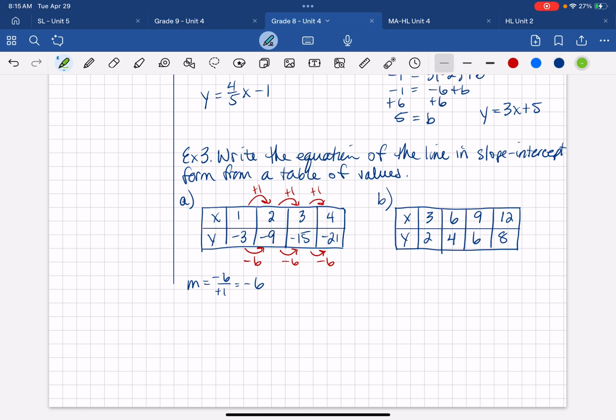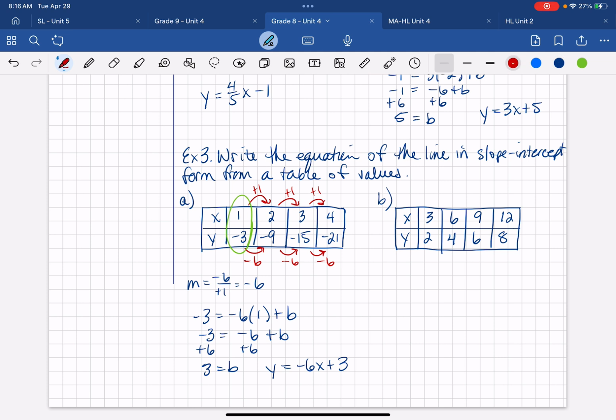And again, I don't have my y-intercept, so I'm going to choose the smallest numbers and plug those in. I have negative 3 equals minus 6 times 1 plus b. That's minus 6 plus b is equal to negative 3. Add 6 to both sides. I get 3 is equal to b. So I have y equals negative 6x plus 3.